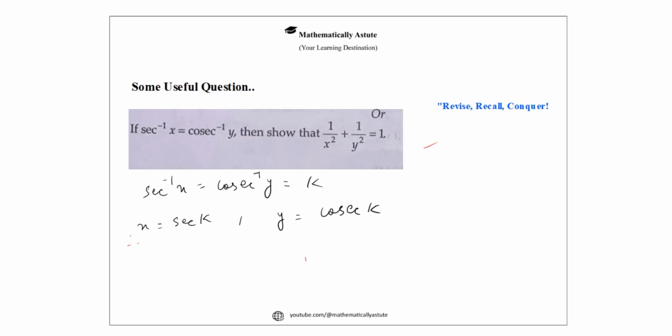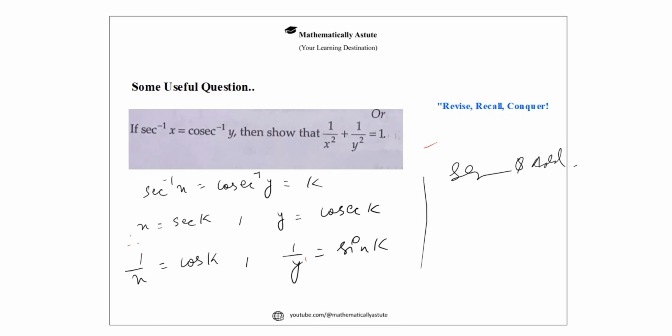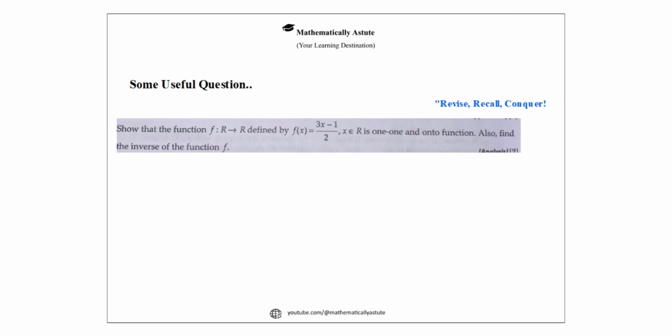Okay. Now if we take the reciprocal, then we will get 1 by x as cos k and 1 by y as sin k. On squaring and adding, we will get 1 by x square plus 1 by y square equals cos square k plus sin square k, and this will be 1. That is the answer. Now moving to the next question.